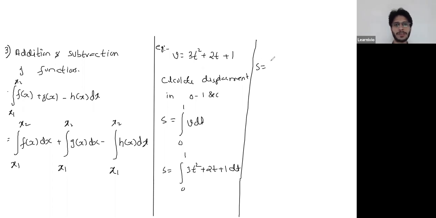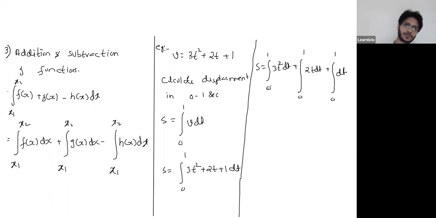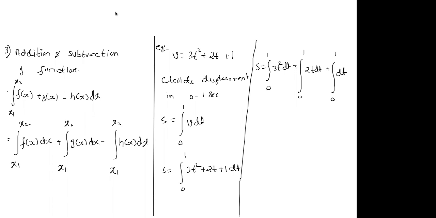So the displacement is 3 terms. It's 0 to 1, it's 3t square dt plus it's 0 to 1, it's 2t dt plus it's 0 to 1, dt. So 3t square dt, 2t dt, and then this dt. Just complete the whole integral and report your answer in chat. Complete this integral.